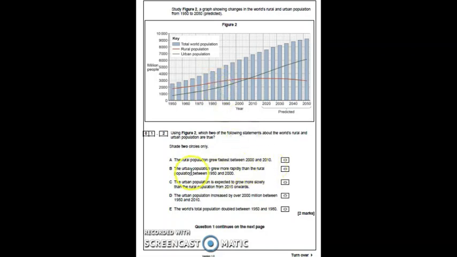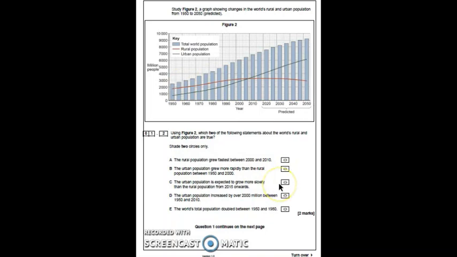So no. What about B? The urban population grew more rapidly than the rural population between 1950 and 2000. So 2 lines here. Is the green line steeper between 1950 and 2000 compared to the red? 1950 to 2000, yes, that green line is steeper than the red. So the urban population grew faster, so we'll be ticking this box here.